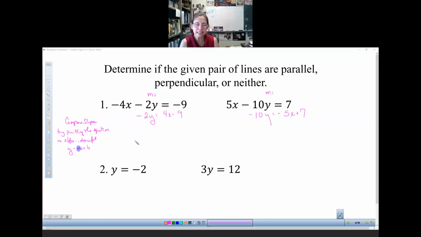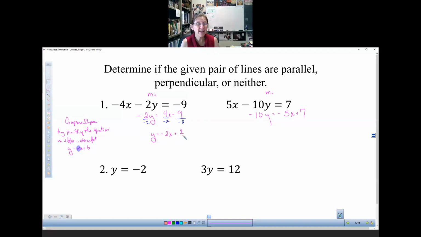So let's look at this together. I've tortured you long enough to sit there and stare at your screen. So the first thing I want to do is add my 4x to both sides, right? And now to get y by itself, I'm going to divide both sides by -2. Really and truly, the only thing I care about is the slope, but we'll divide the whole thing by -2. And so this is going to give me a positive y. 4 divided by -2 is -2 times x. And then a negative divided by negative is a positive 9/2.